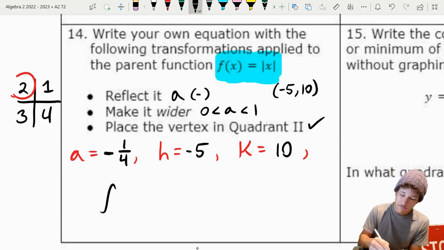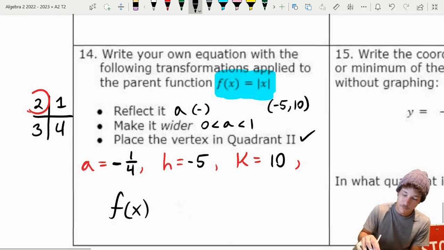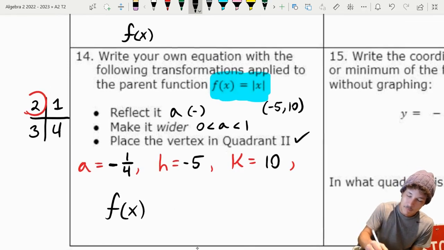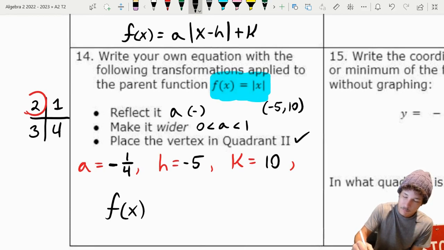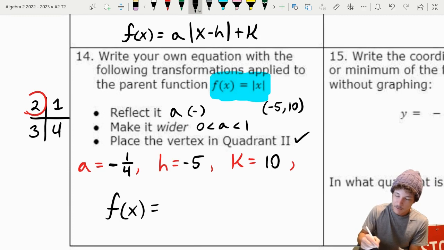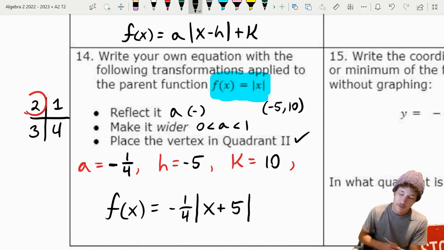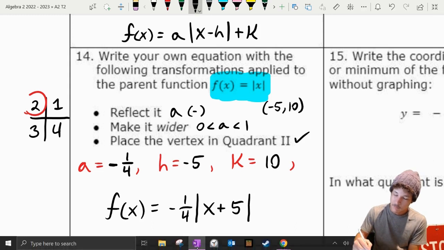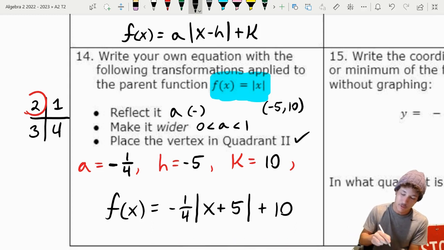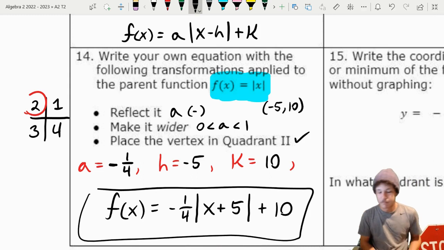My absolute value function would then be, if we follow the pattern, f of x is equal to A times the absolute value of x minus h, plus k. As long as we follow this pattern, we'll be fine. We have a -1/4 as A in front, my absolute value symbol. X minus h, okay, x minus a negative number is the same as adding a positive. So we'll just put x plus 5. Okay, you kind of switch the sign for h. And then we have to add 10 to move it up into quadrant 2. And there we have it.